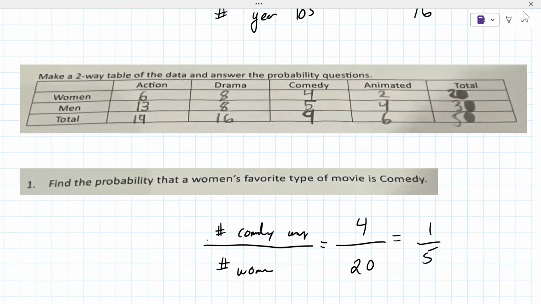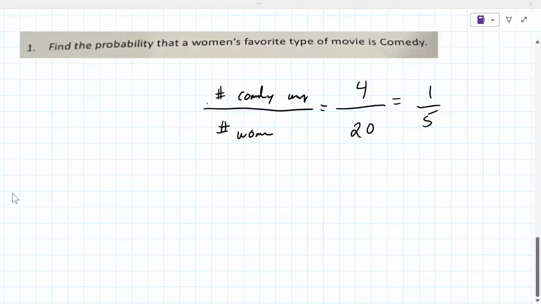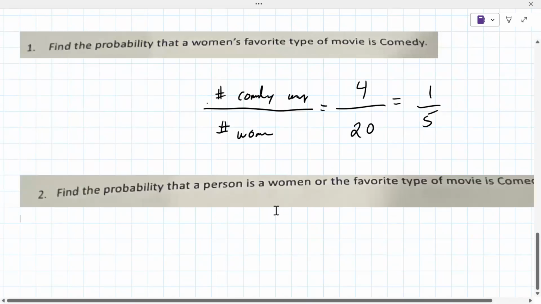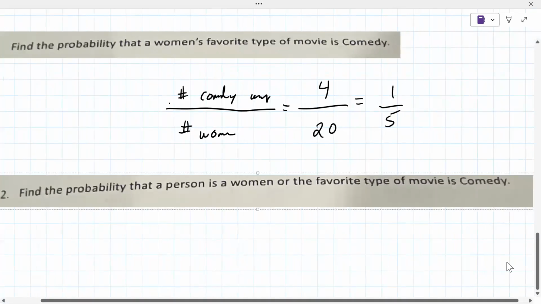Okay, what's the next question, Sarge? The next question is: find the probability that a person is a woman or the favorite type of movie is comedy. All right, so this one's a little bit more complicated.